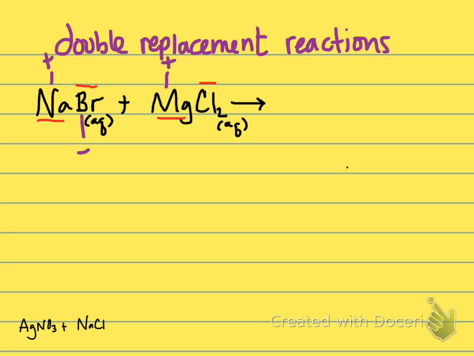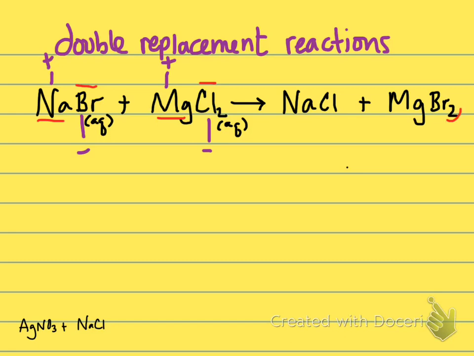Magnesium, group 2, forms a cation. Chlorine, group 17, forms an anion. I see a pattern emerging here. So, bromine and chlorine can swap places. What we're going to end up with is sodium chloride and magnesium bromide.